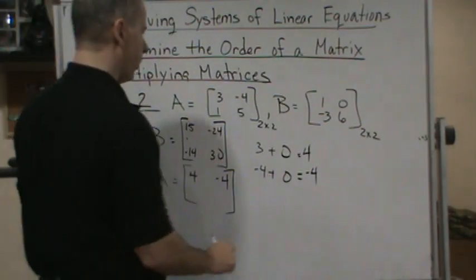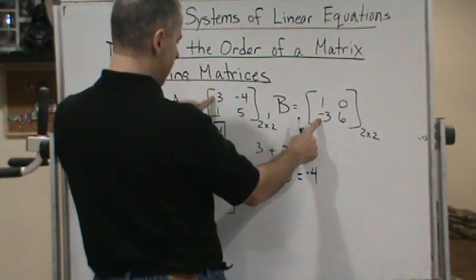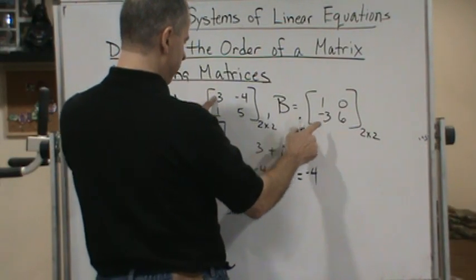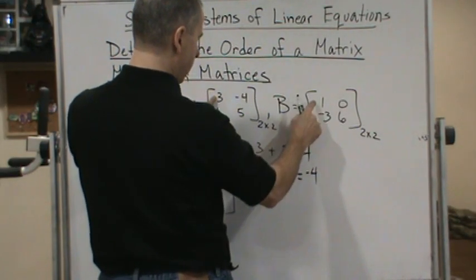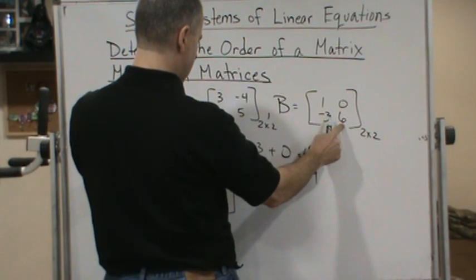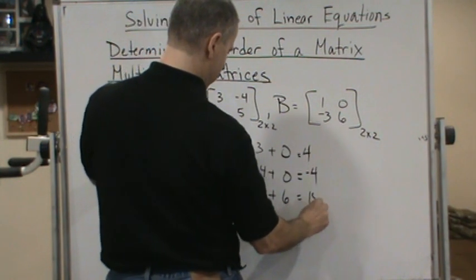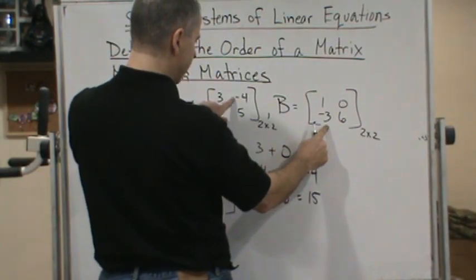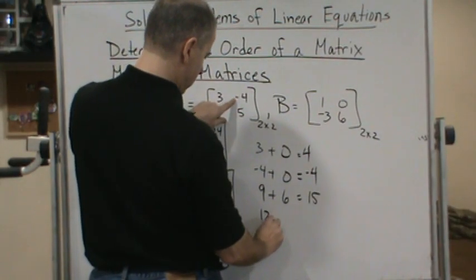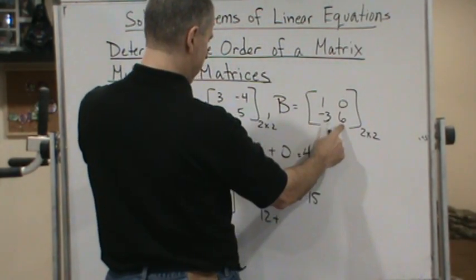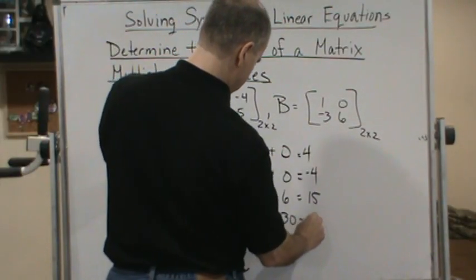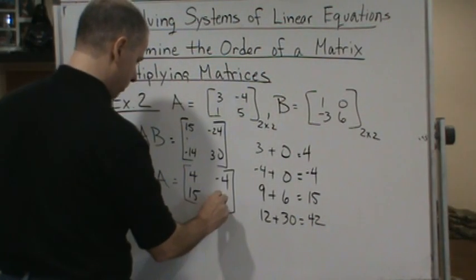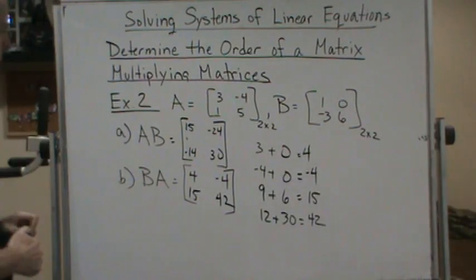Okay. Now we're going to go to the second row of B times the first column of A. So it's going to be -9 plus 6, which equals -3. And then finally, second row, second column, so it's going to be 12 plus 30, which equals 42. And that's it. Make sure you practice.